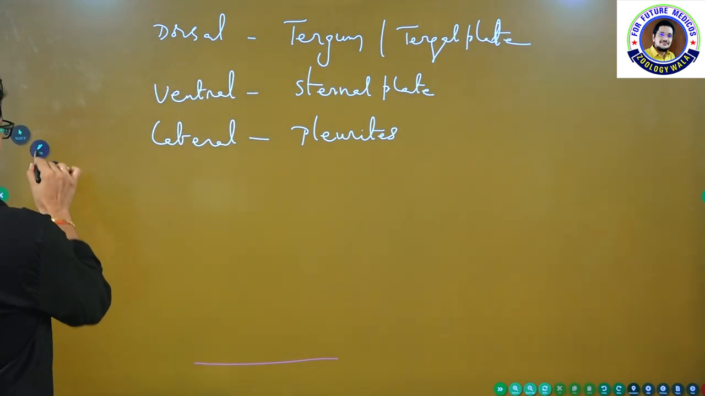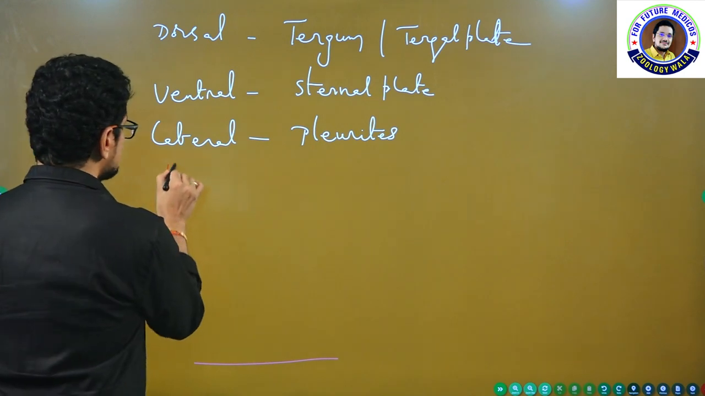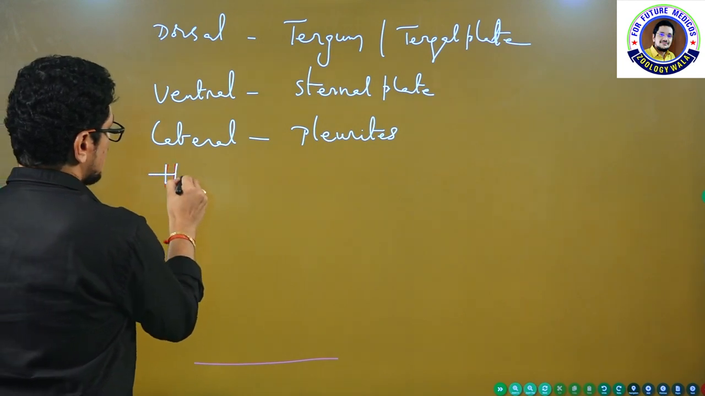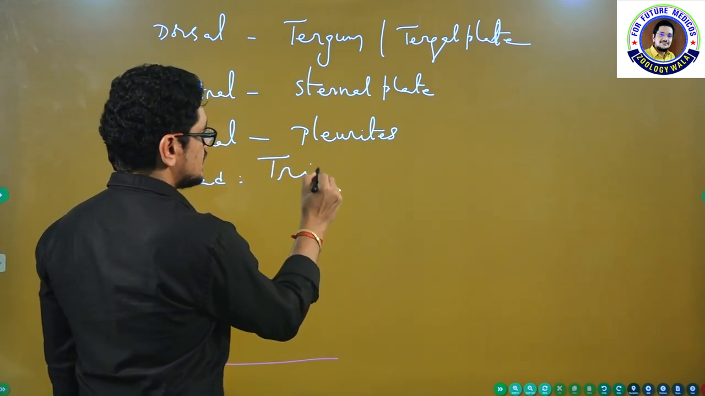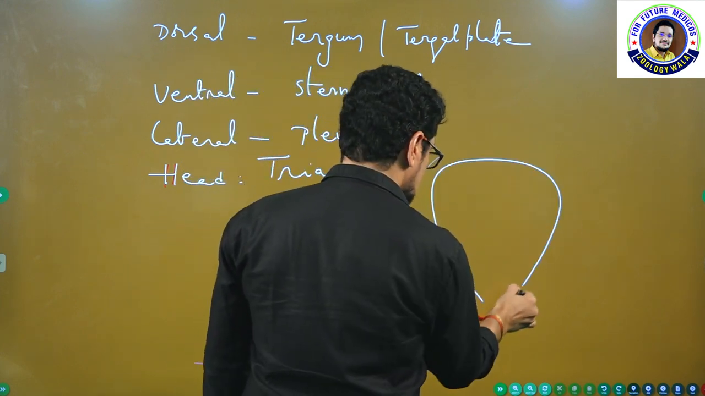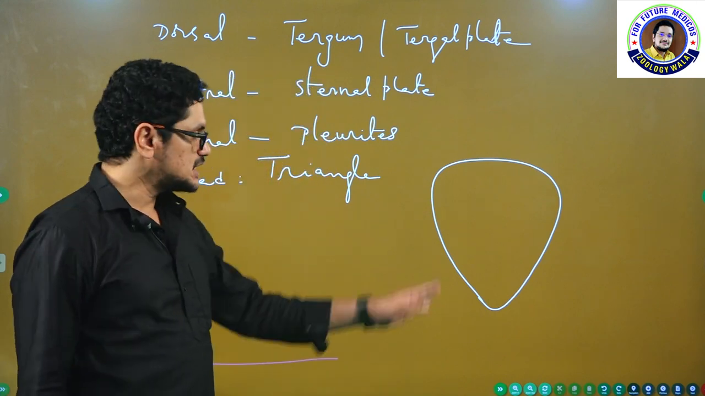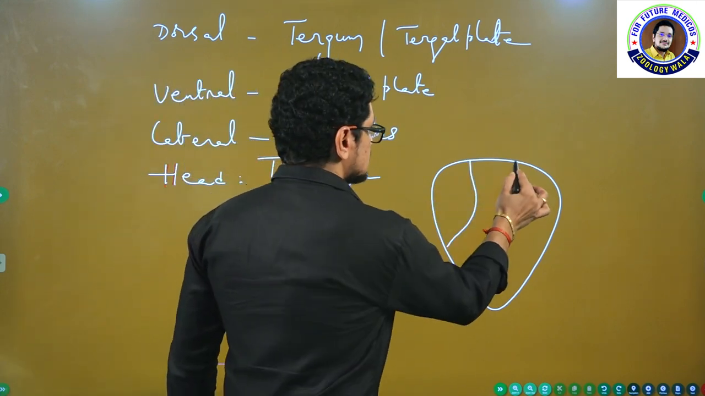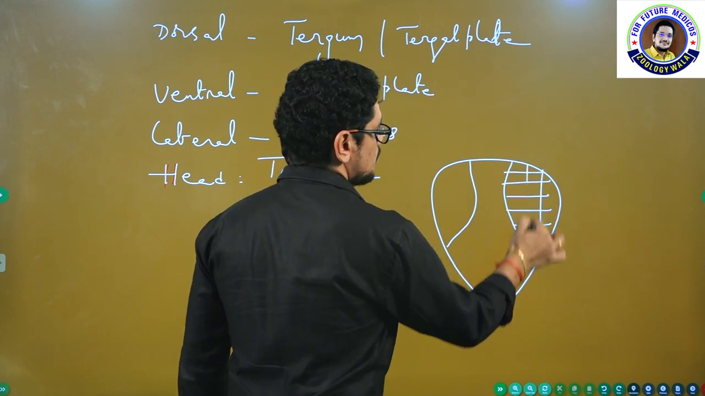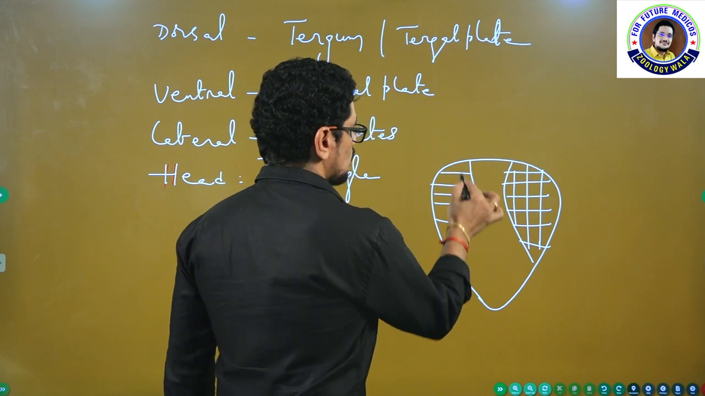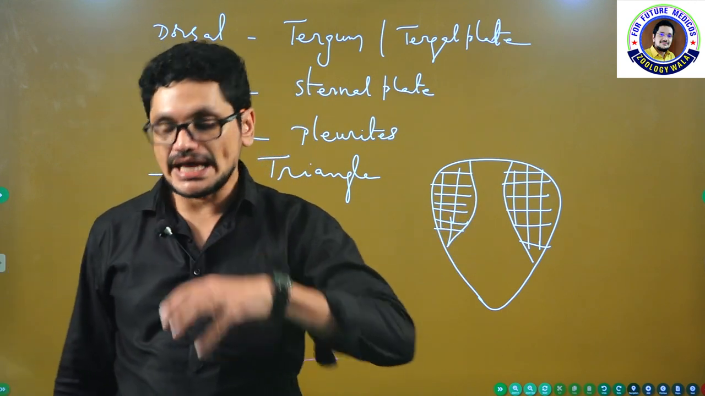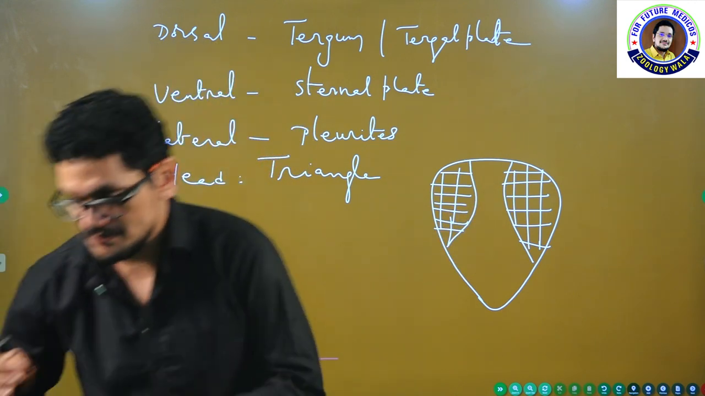Now if you observe the head region, just now I told you that the head is triangular. Let me change the color so that it will become more clear. The head is triangular in shape. This is the head of the cockroach, and these are the two eyes of the cockroach, compound eyes. Why these are called compound eyes, I will tell. Don't worry, I will explain all this. And now, this is the head, a triangular part of the body.